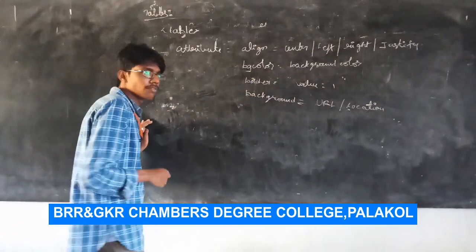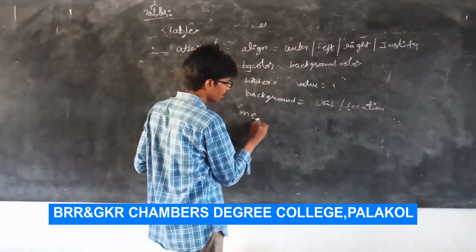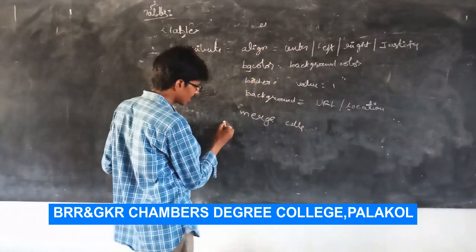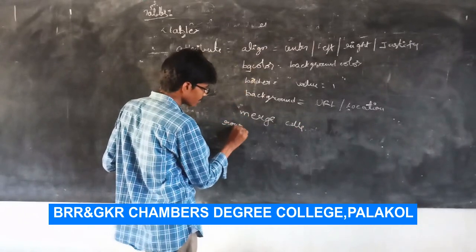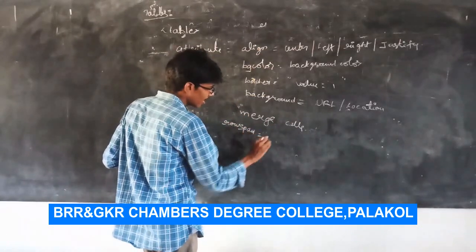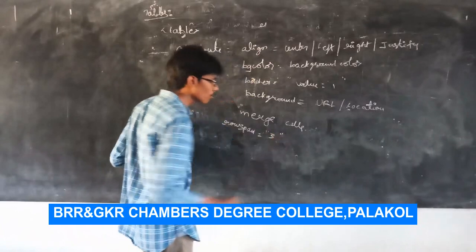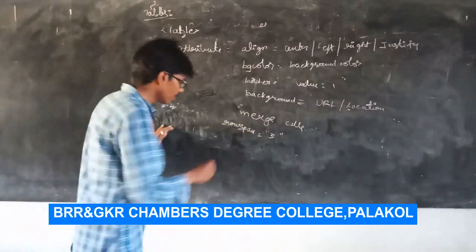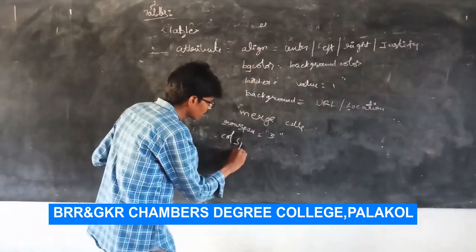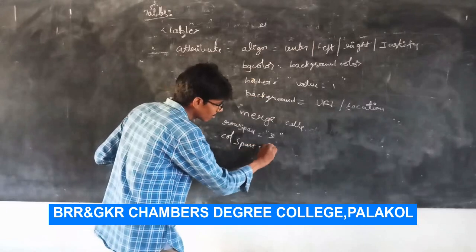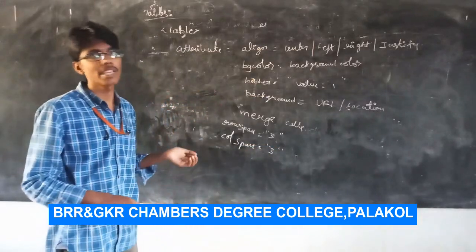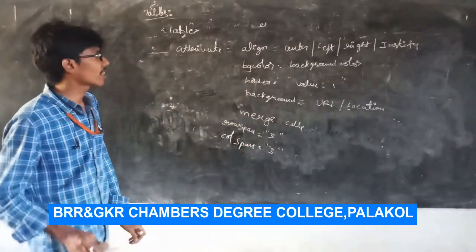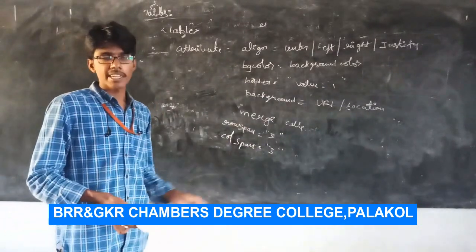Another attribute: if you want to merge cells, that means combine cells, use rowspan. The value represents how many cells are to be merged. For rows it is rowspan. If you want to merge columns, colspan is the value that represents how many cells. These are the different table tags used to create a table.